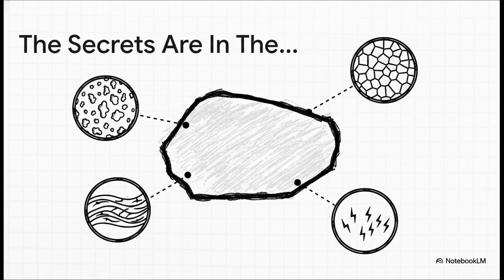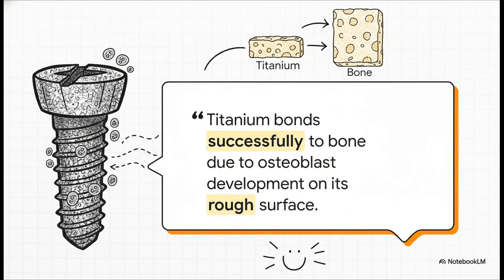Is it a neat, orderly grid, or just a big jumble? Are there tiny, invisible cracks just waiting to cause a problem? Every single one of these details, at the micro level, is what defines how that material is going to behave out here in our world. And check this out. This is a fantastic example. Why do we use titanium for so many medical implants?